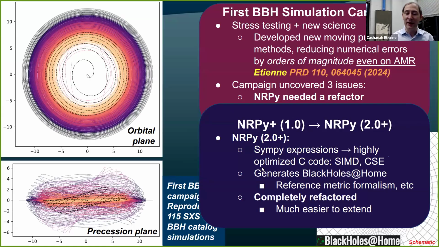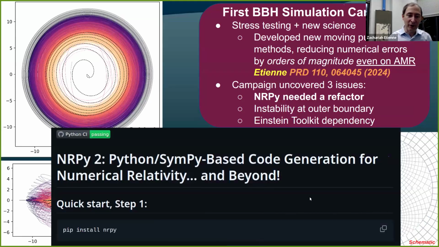Pip install NRPy, and now we'll get NRPy working immediately on your local computer. You can do binary black holes, well, head-on collisions, on even cell phones. It works just fine. Generates black holes at home. Completely refactored and therefore much easier to extend. Here's a picture of the GitHub. And again, pip install NRPy.